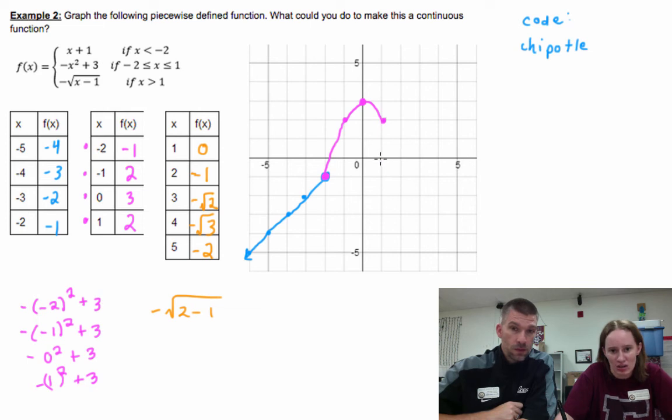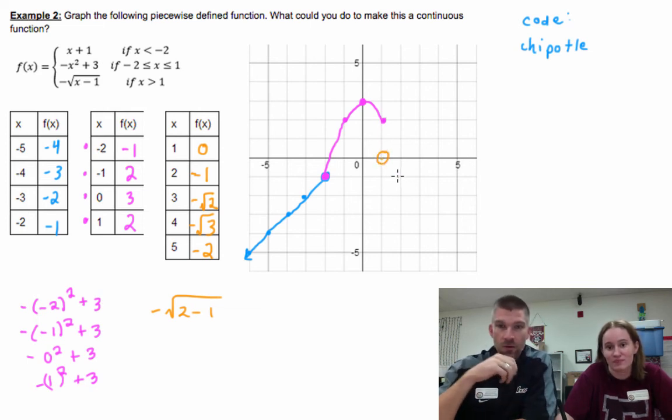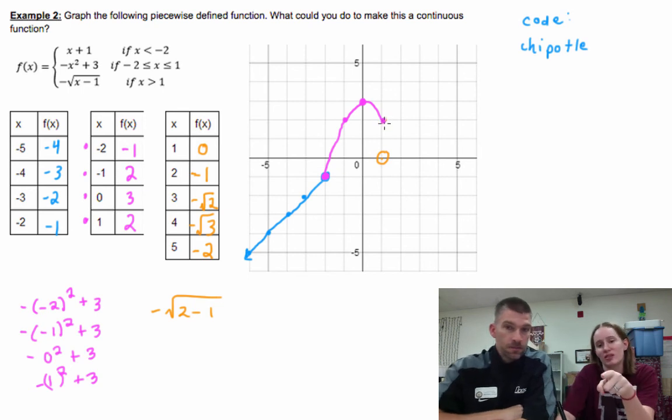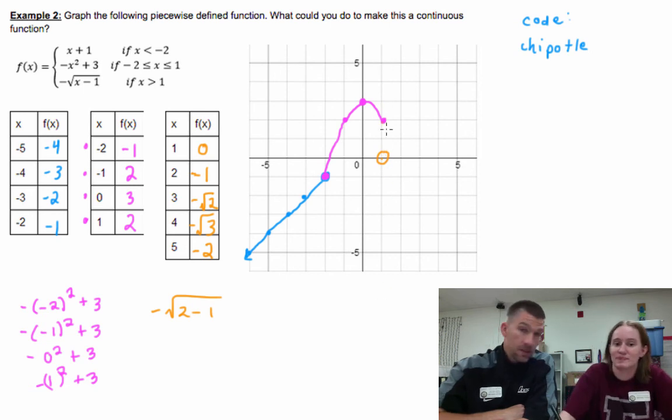It's whatever. So 1, 0. Open circle. Oh man, you almost messed up. Since the pink one was a closed dot here, it has to be an open dot. Because otherwise this wouldn't pass the vertical line test. So then 2, negative 1, and then I'm going to skip over to 5, negative 2.